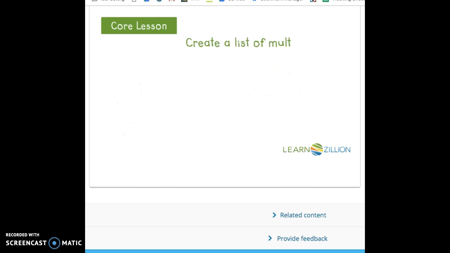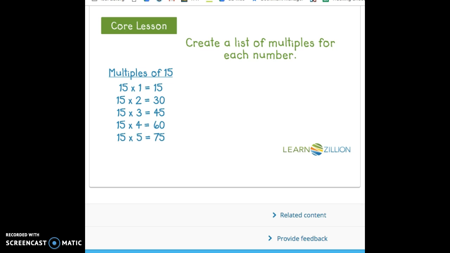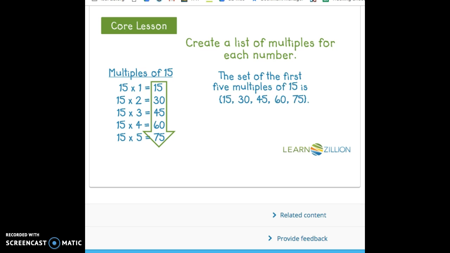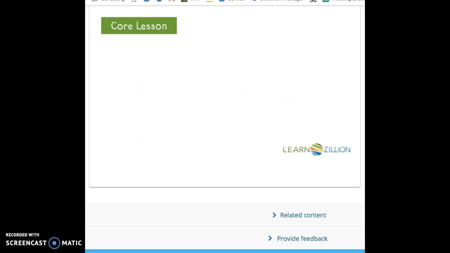Now I want to do the same thing for the number 15. Let's create a list of multiples for 15. These are the first 5 multiples of 15. So the set of the first 5 multiples of 15 is 15, 30, 45, 60, and 75.